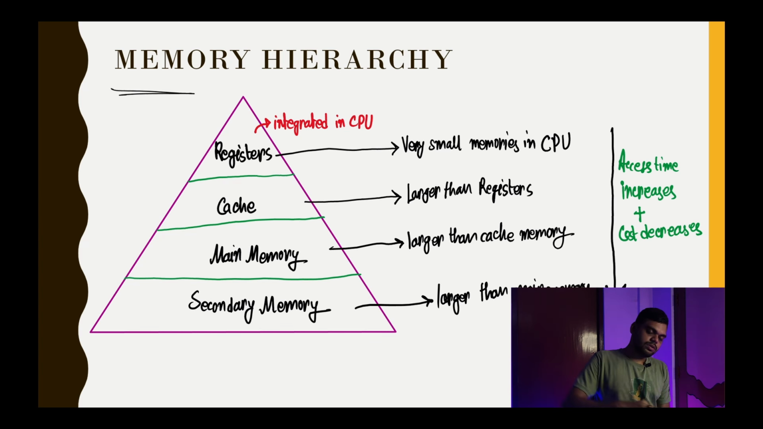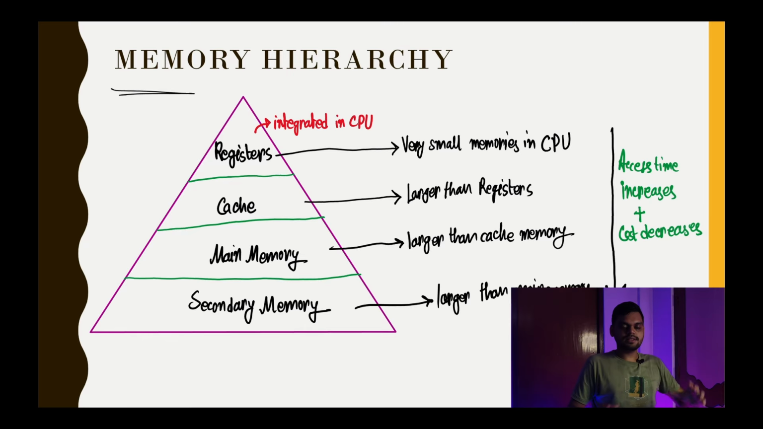Okay, so at the very top, the very small memory elements are registers itself. Remember those memory registers in the CPU, those registers we are talking about. After that, the cache memory is there, which is a little bit bigger than registers. After that, we have main memory, which is much larger than the cache.